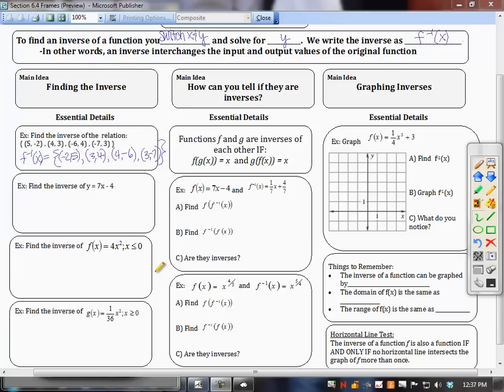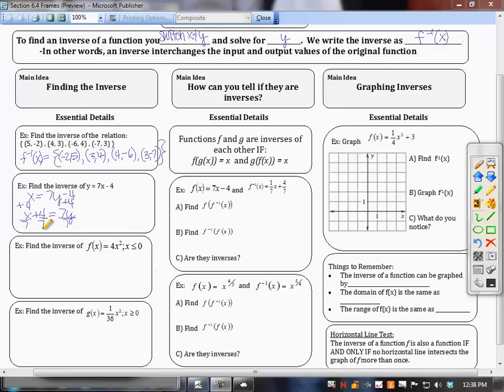For number 2, we're going to find the inverse given an equation, and here's the one we're going to use more often. So in order to find the inverse, we're going to first start by switching x and y. So instead of y equals, it's going to be x equals 7y minus 4. What we're going to do then is get it back to y equals. So to get the y by itself, I'm going to add 4. x plus 4 equals 7y. And I'm going to divide each quantity by 7.